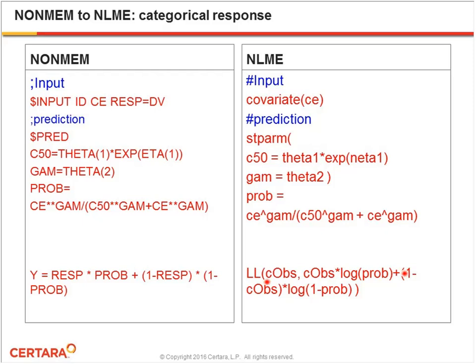And plus 1 minus C obs, if C obs is 0, this term will become, in effect, a log of 1 minus the probability. So it's either the first probability or the second one. And that's the same for NONMEM and PML. Okay, moving on.